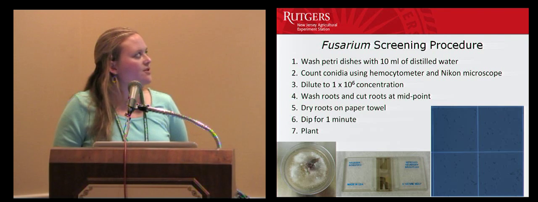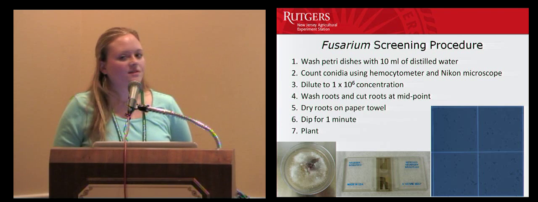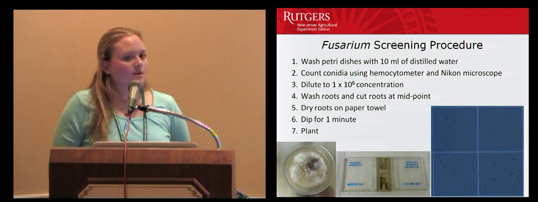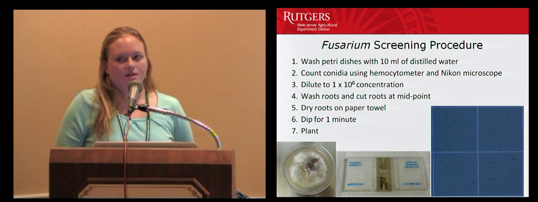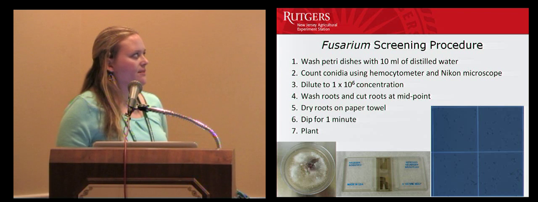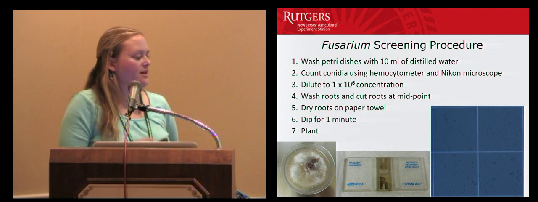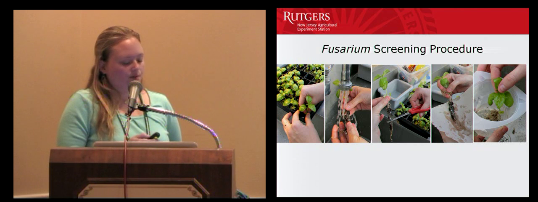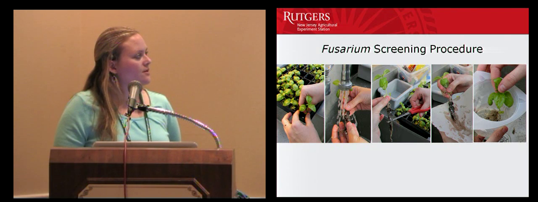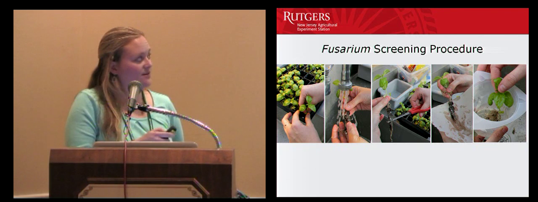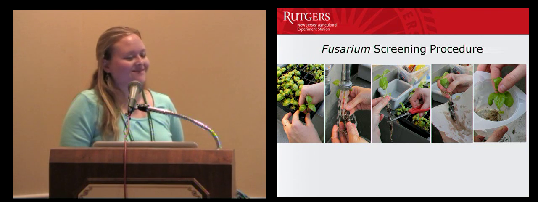Then after we get the average, we dilute it to a 10 to the 6 concentration. Then we prepare the plants by washing the roots and cutting them halfway, drying them, and then dipping them in the solution for a minute and planting them. That's a picture of this procedure, which I hope to get faster results this way. It kind of takes a lot of time.